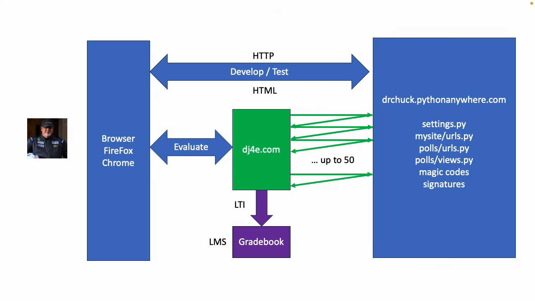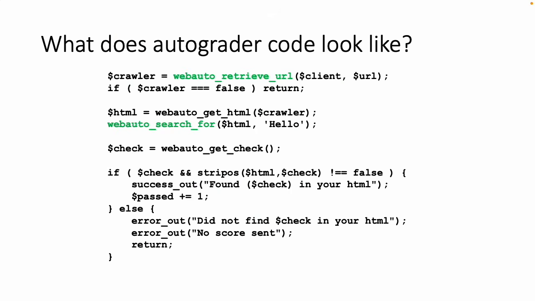So the last thing to do before we go to the Autograder demonstration is to basically say, what does it look like? It's written in a programming language called PHP. It's all up in GitHub. It's all open source.